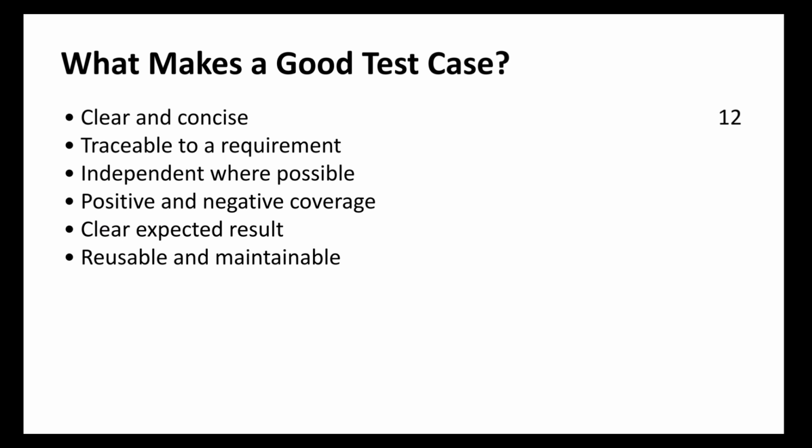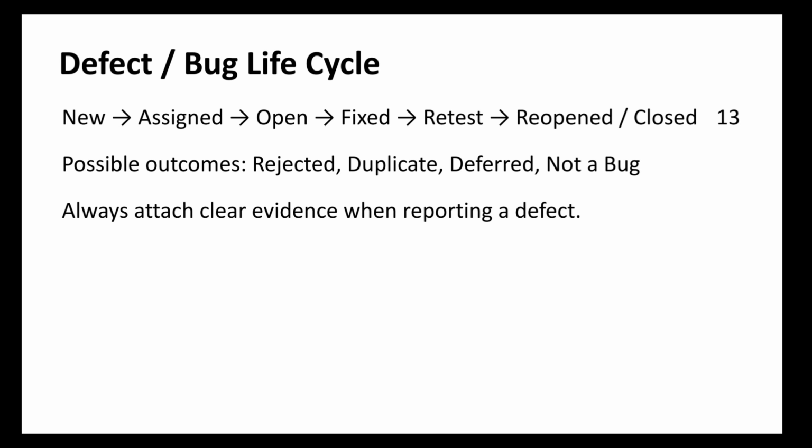Now let's see what happens when we actually find a defect. When a tester finds a defect, it goes through a defect lifecycle. It may start as new, then get assigned to a developer. After the developer fixes it, the tester performs retesting. If the issue is fixed, the defect can be closed. If the issue still exists, it can be reopened. Depending on the project, we may also have statuses like rejected, duplicate, or deferred.